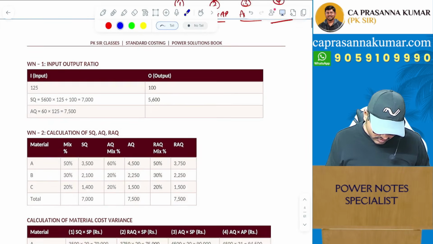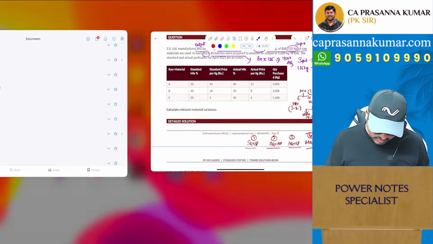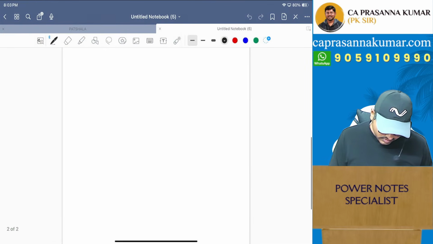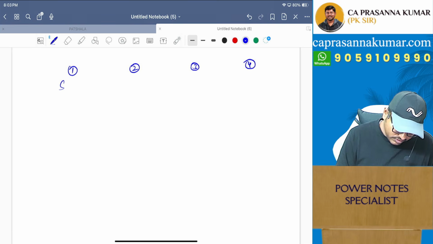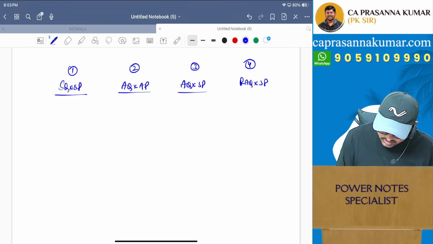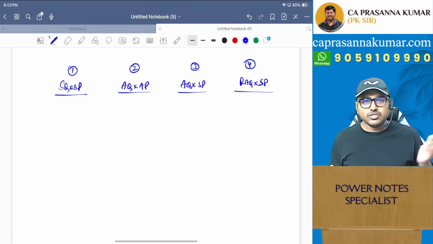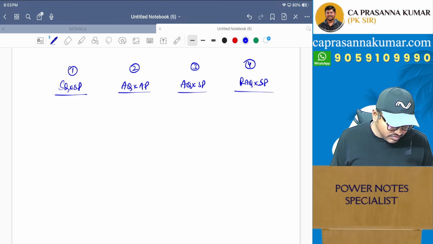Let's do it quickly. 1, 2, 3, 4. What is the first one? SQ into SP. Second one, AQ into AP. Third one, AQ into SP. Next, RAQ into SP. That's it. You fill all these 4, because you remember the formulas, your material variance is done. Now SQ into SP. Let's put all the numbers that are available first.